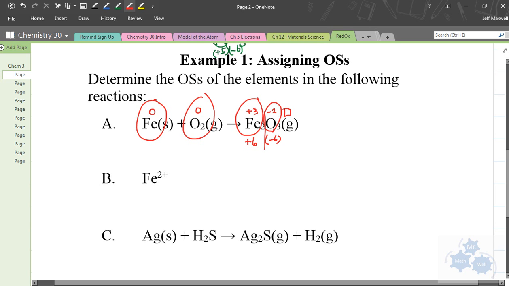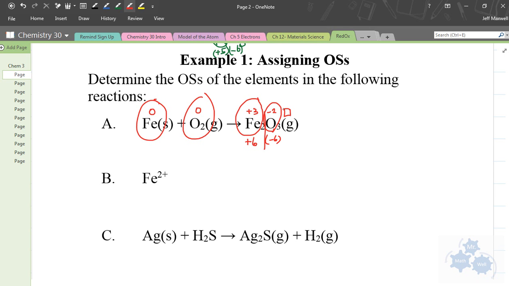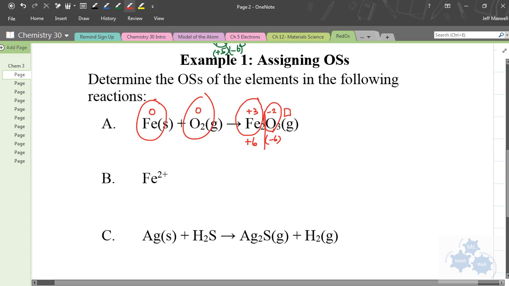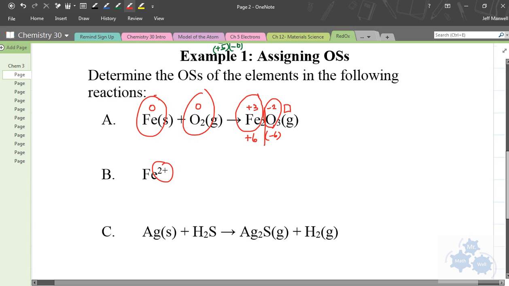A -2 oxidation state. Okay, that's pretty basic, right? You would have guessed that, I think, before we even talked about this lesson, right? That's what you would have guessed. So this one, oxidation state is 2+, because it's an ion, and it has a charge. All right, let's do C.